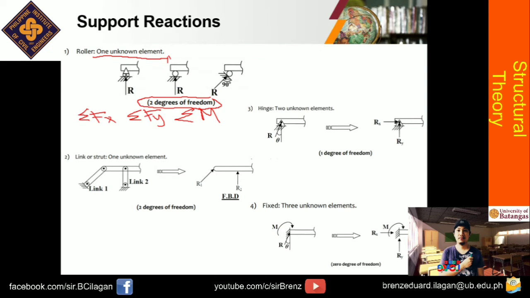This is usually symbolized by this symbol. Parang ano lang siya, popsicle stick na connected by a pin sa dulo.